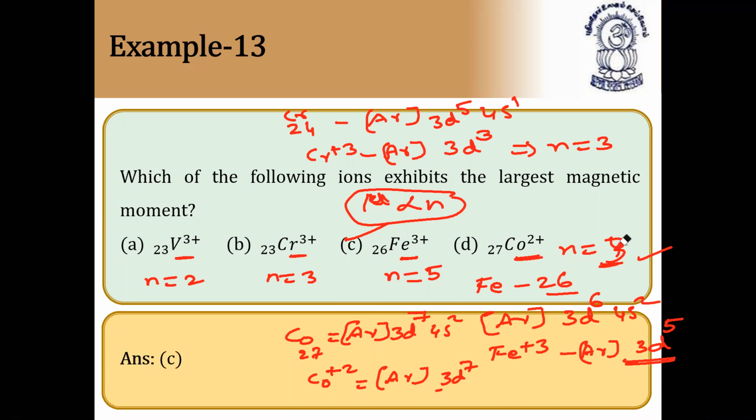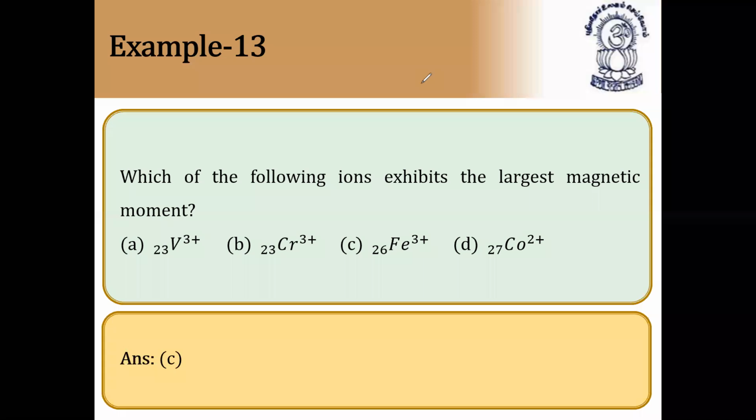This is n is equal to 3. Again, I'll write here to avoid confusion. So n is equal to 3, n is equal to 3, n is equal to 2, and this is n is equal to 5. So answer is the third option, that is C. Next question.